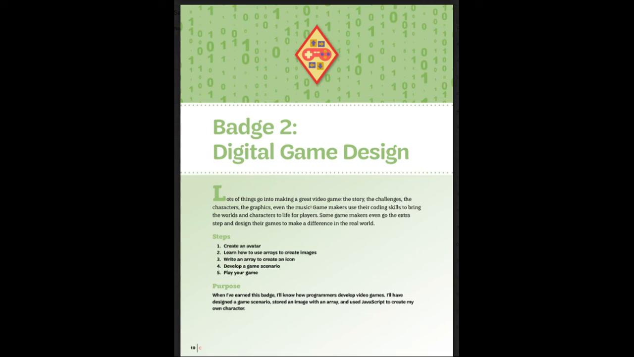Page 14. Step 4. Develop a game scenario. Video game designers have to create every element of their game. One important element is the setup, including the setting of the game and the game narrative. Another element is the game mechanics, how you play a game and what you need to do to succeed.